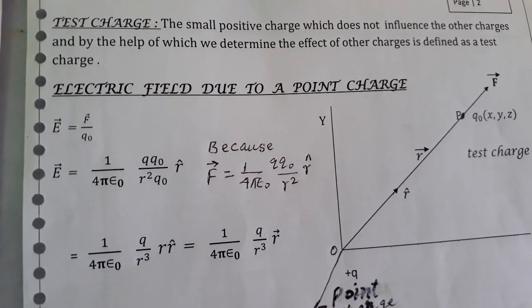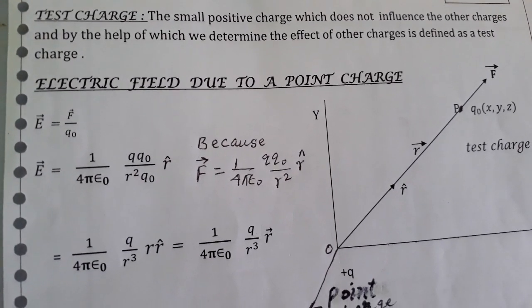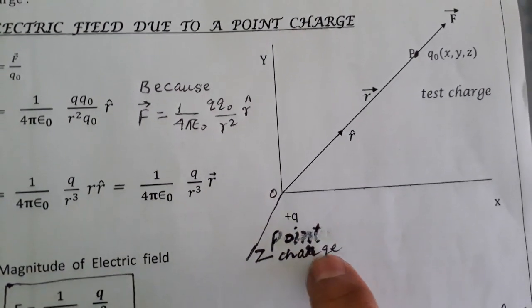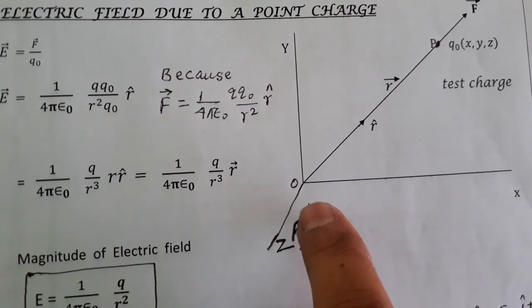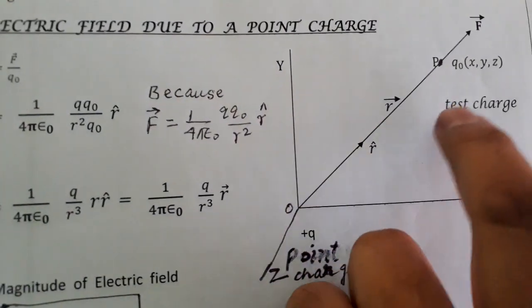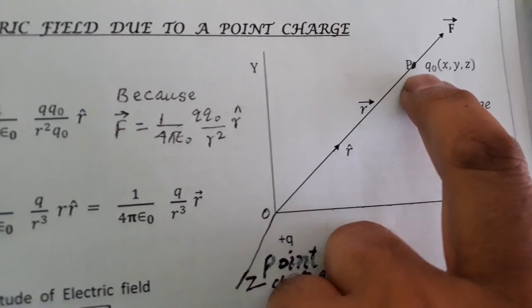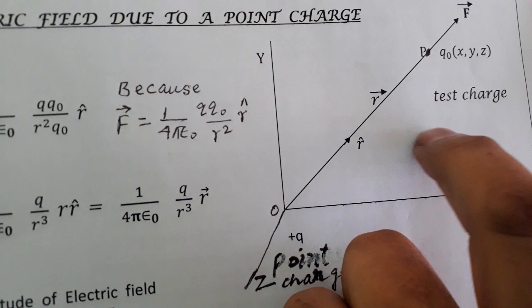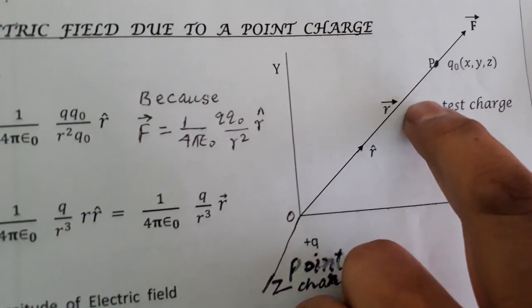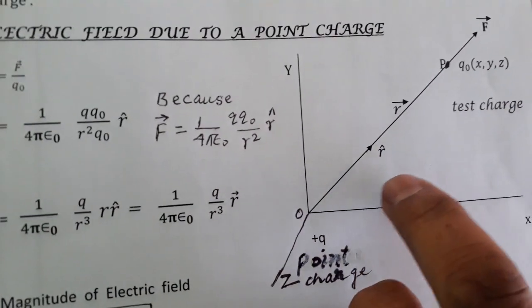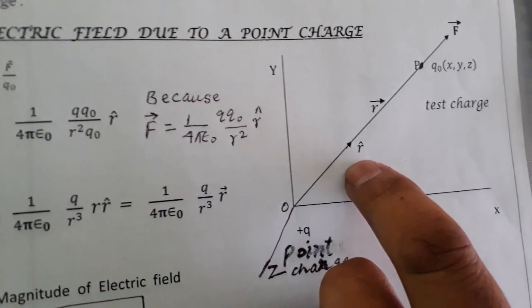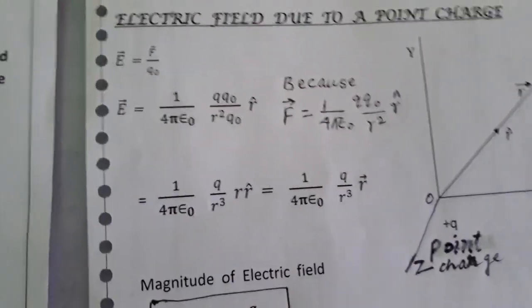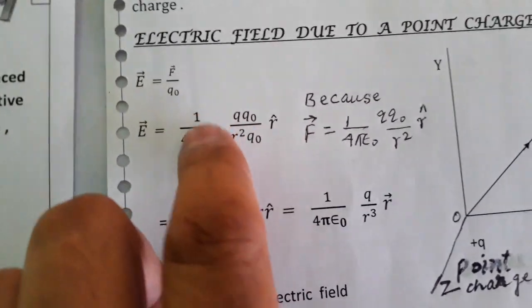The next topic to be discussed is electric field due to a point charge. Look at the figure very carefully. A point charge plus Q is placed at point O and a test charge placed at point P. Its coordinates are x, y, z and the position vector is r, and the unit vector along the force on test charge is r hat. We know that E equal to F by Q naught.